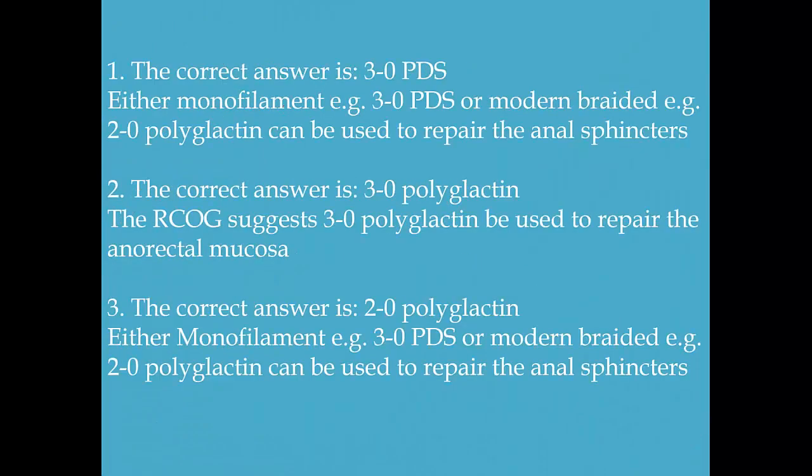Can I read the explanation, please? Either monofilament 3-0 PDS or modern braided 2-0 polyglactin can be used to repair the internal sphincter. It also suggests 3-0 polyglactin to repair the anorectal mucosa. Either monofilament 3-0 PDS or modern braided 2-0 polyglactin can be used to repair the anal sphincter.